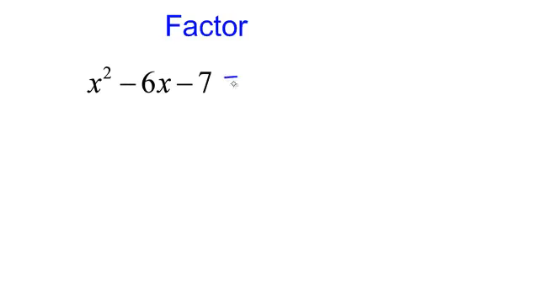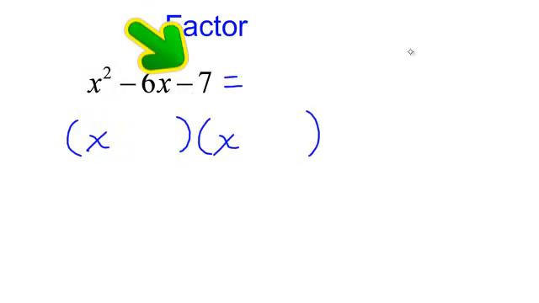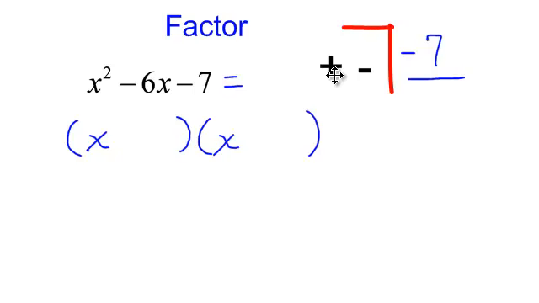This will be trial and error short way. I'm going to draw my two parentheses. To get x squared, yes, I know, I need x times x. Look at the last number, the constant, the negative 7. I have a negative 7. In order to get a negative 7, I have to use a positive times a negative. I will go ahead and write those in.